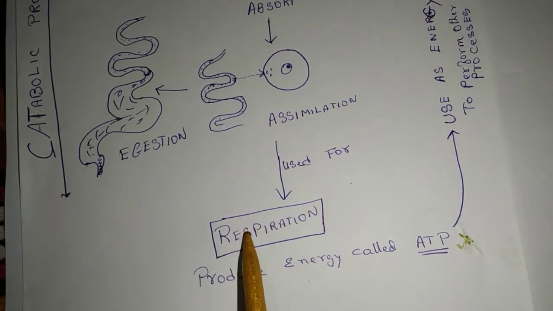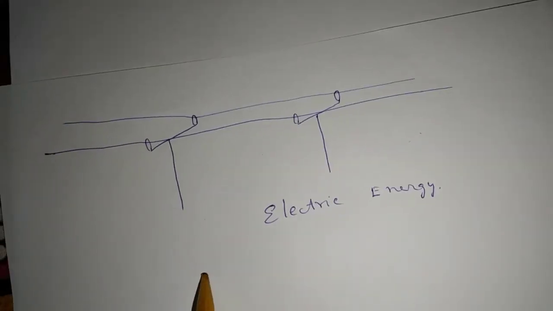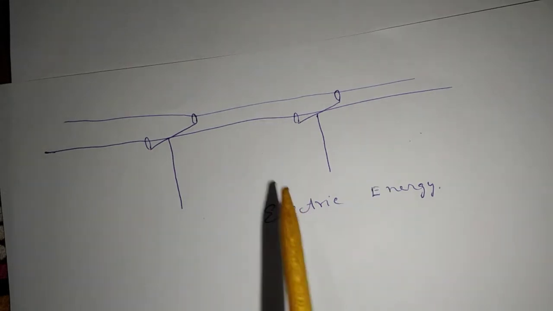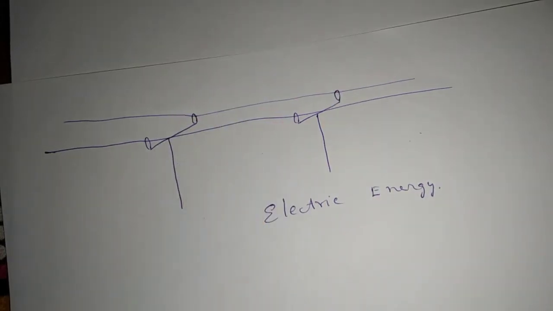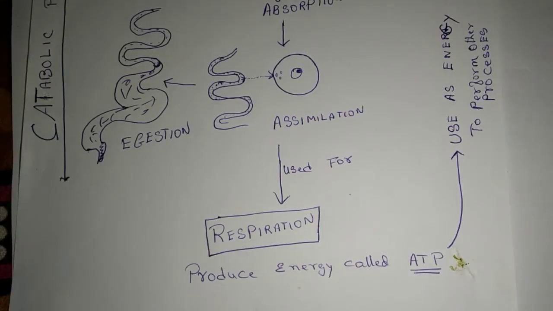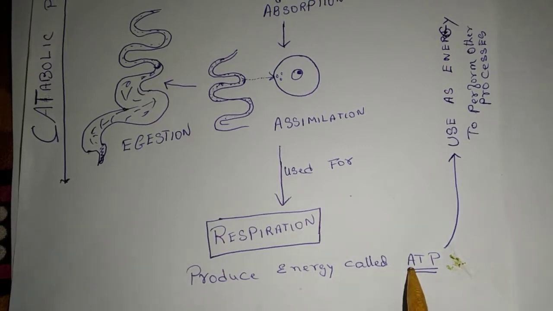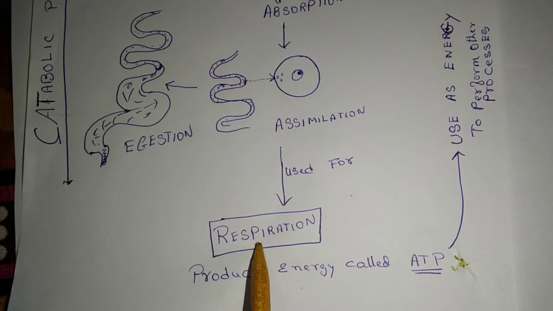Now we will be concentrating on this topic, respiration. Look at this diagram. You see, we need electric energy for doing all other stuff: to run the machines, to light the houses, to light the room, etc. In the same manner, our body also needs energy, and that energy is called ATP. We don't call it electricity, we call it ATP. And this ATP, or this energy, is only produced by the process that we call respiration.